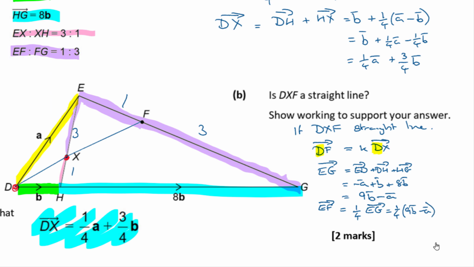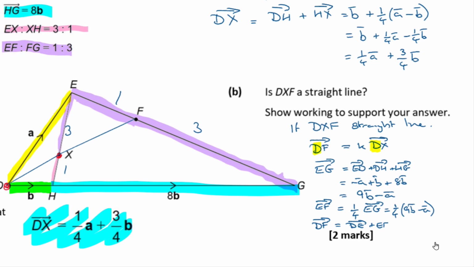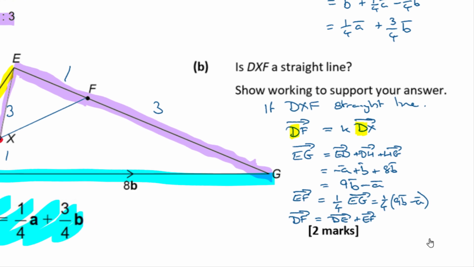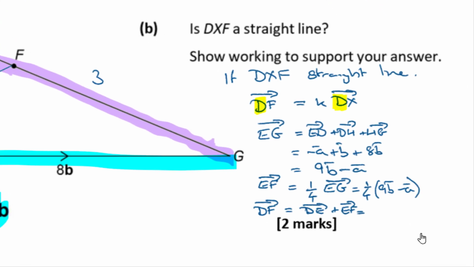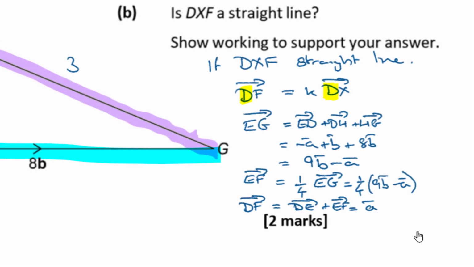Now I know EF, I should be able to find DF. So DF is going to be DE plus EF. Have I got space to do this? I think so. DE is A, and EF is a quarter of 9B minus A. So what's that equal to? I've got a whole A minus a quarter of A, so that is 3/4 of A.